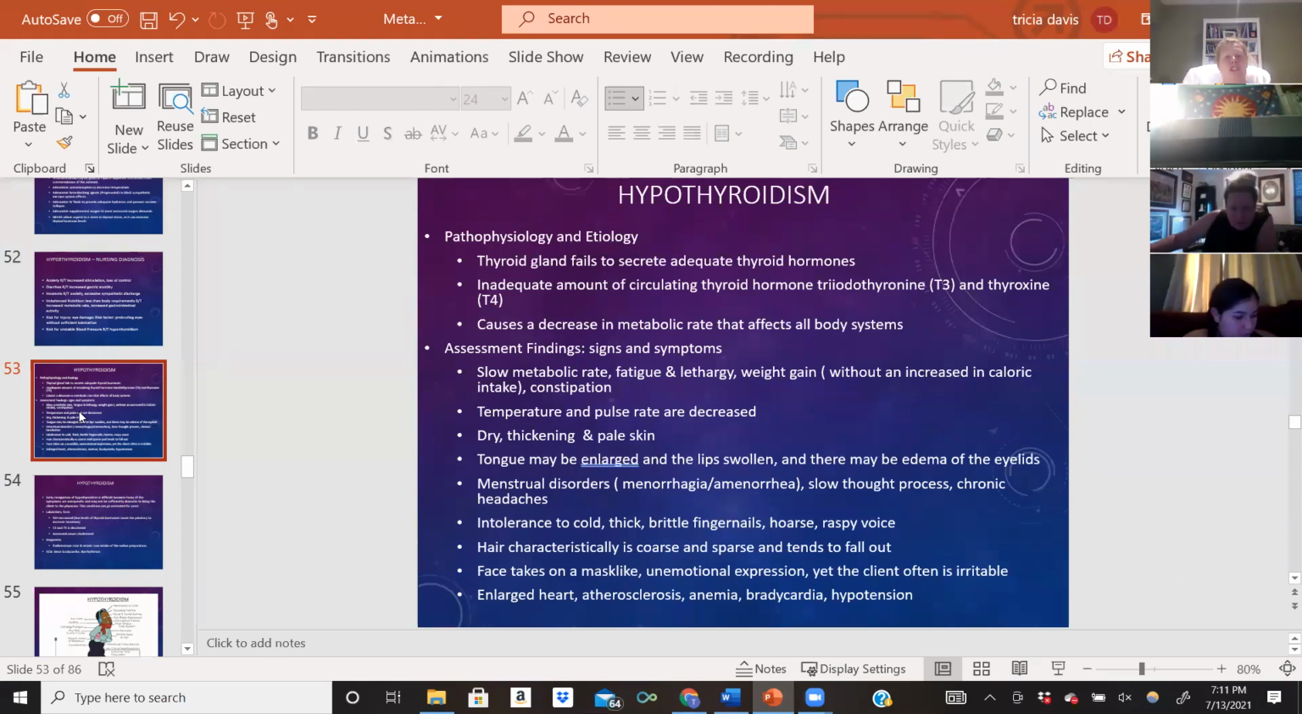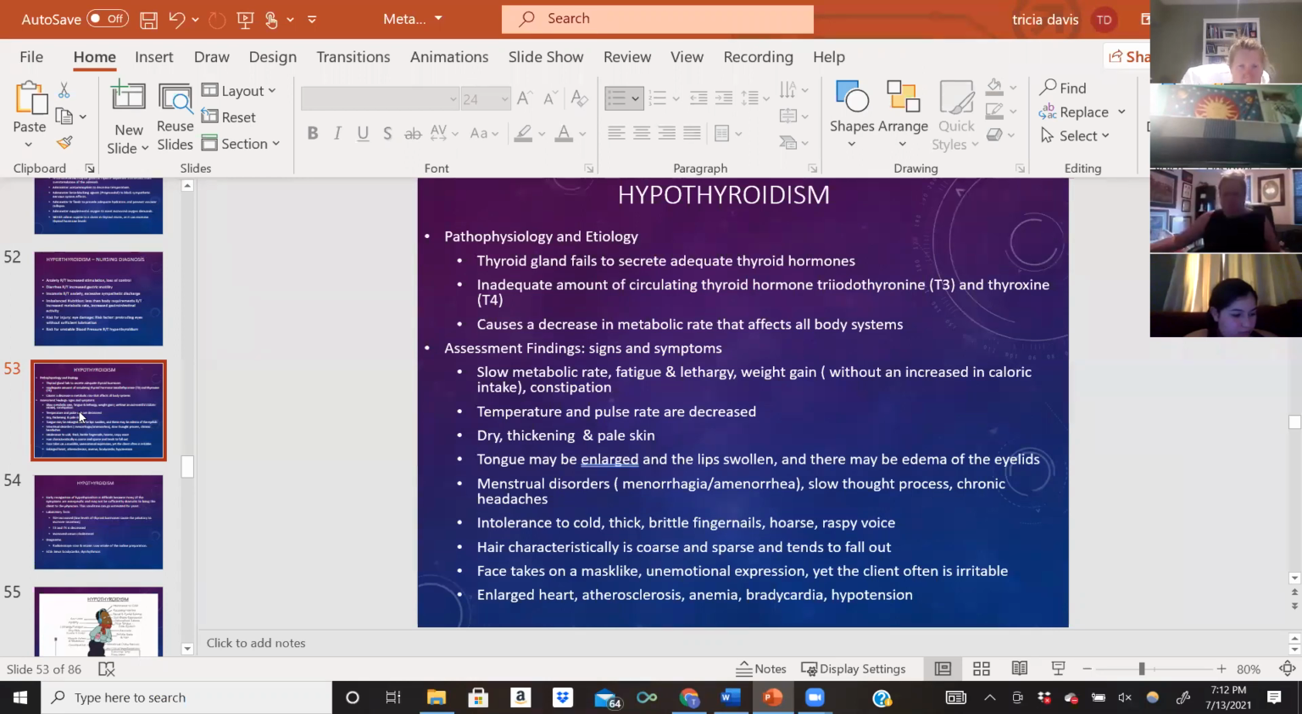We're going to have a very slow metabolic rate. These patients are going to report weight gain. They're going to be fatigued. They might be experiencing lethargy. With the weight gain, you're going to want to ask them, are they increasing their caloric intake? What's going on? These people are going to say, I'm still dieting, I'm doing what I'm supposed to do, I'm still gaining weight. They are going to have constipation. If you know what the thyroid does and what it controls, it'll be very easy for you to understand exactly what problems are going to occur if there's an issue.